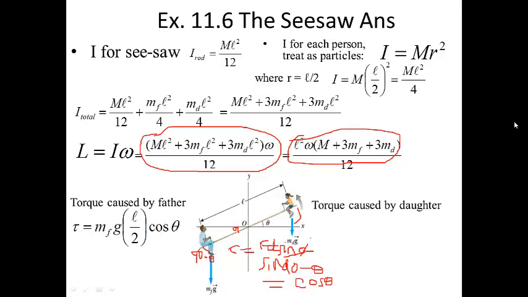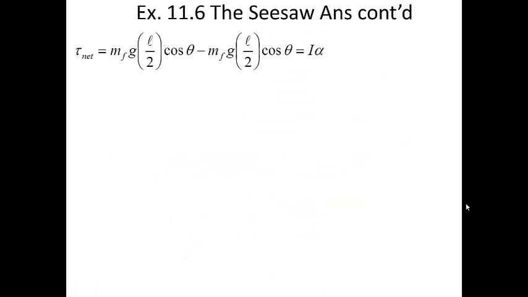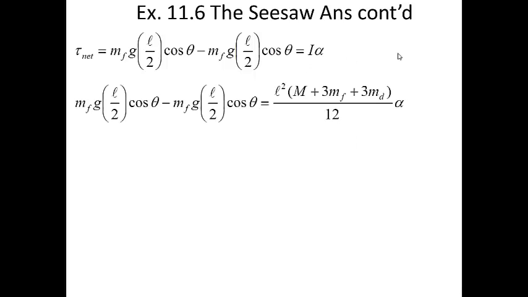For the torque caused by the daughter, it's going to be the same thing, except instead of MF, it's going to be MD. Now, the father is causing the system to rotate counterclockwise, and the daughter would be causing the system to rotate clockwise. Remember, counterclockwise is the positive direction, so the torque is going to be the torque caused by the father minus the torque caused by the daughter. So the net torque is going to equal I times alpha.